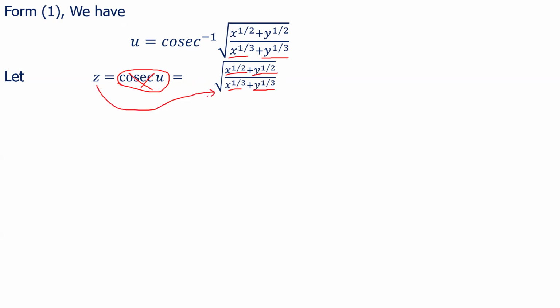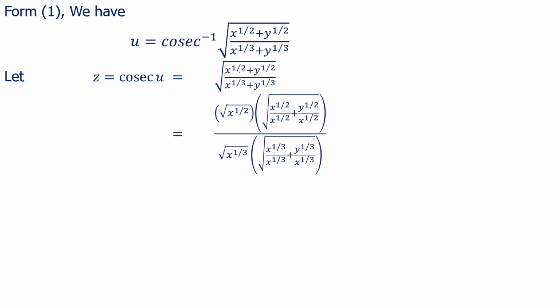So z is a pure algebraic function. Let us try to check whether this z is a homogeneous function of x and y or not. If it is homogeneous, then the process is very simple for us. So let us write down here. We have to multiply and divide by x to the power 1 by 2 in the numerator as well as in the denominator.